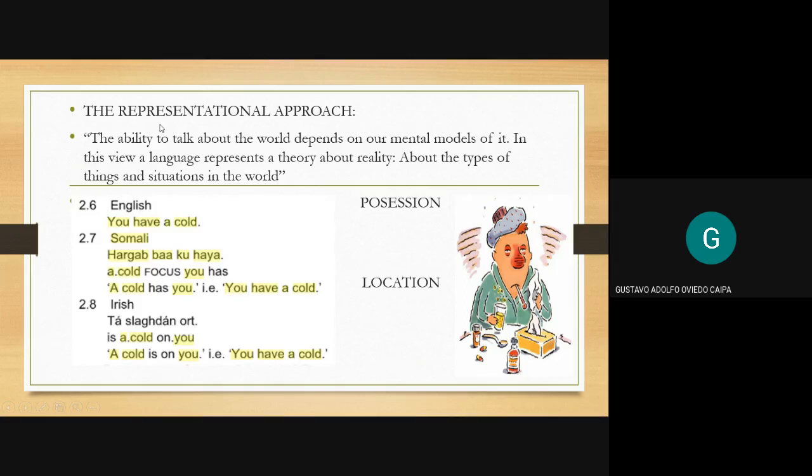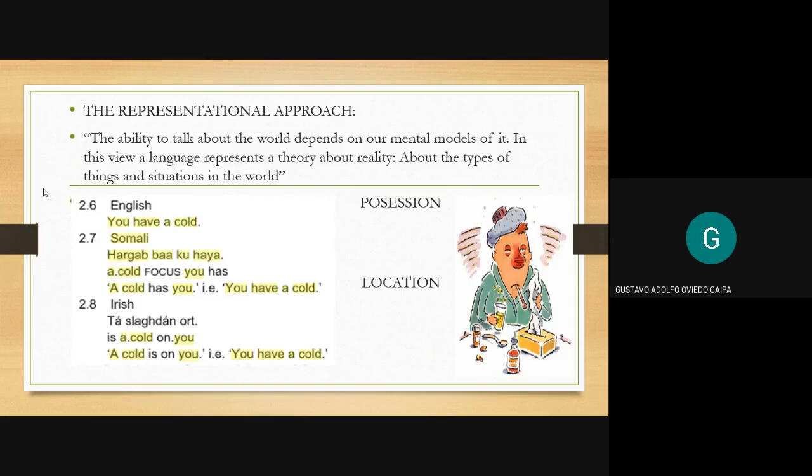So we said that there is another approach, which is not based on the real objects in the world, but in our mental representations of those entities, right? Not so much the real object in the world, but the mental representation that we have of the entity, of the action, of the person, of the animal, etc.